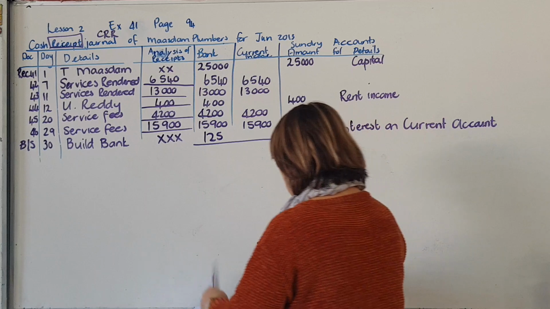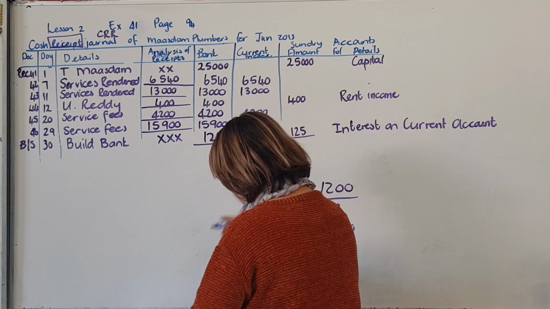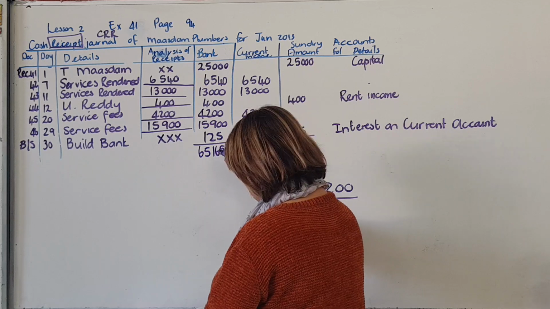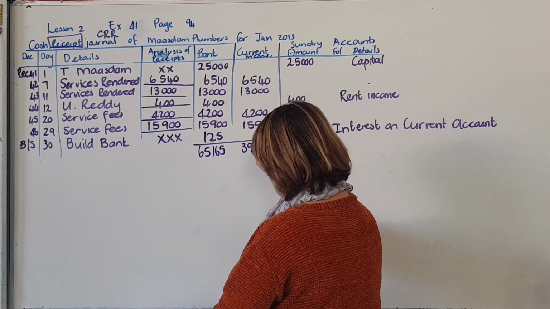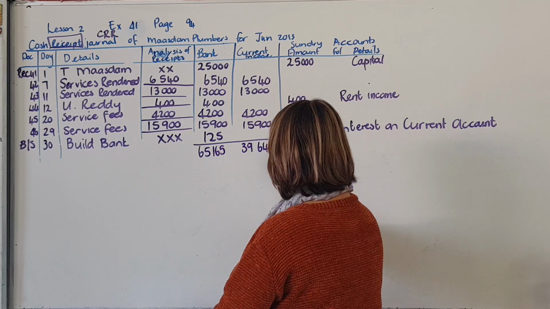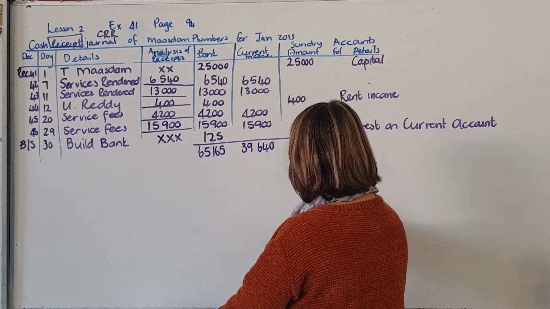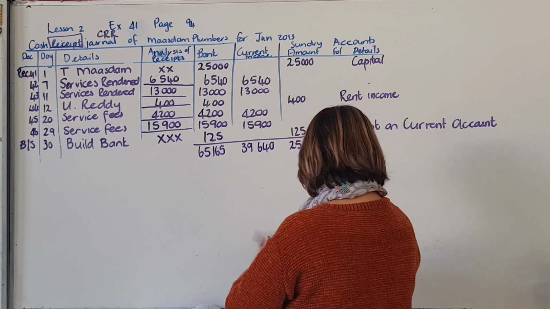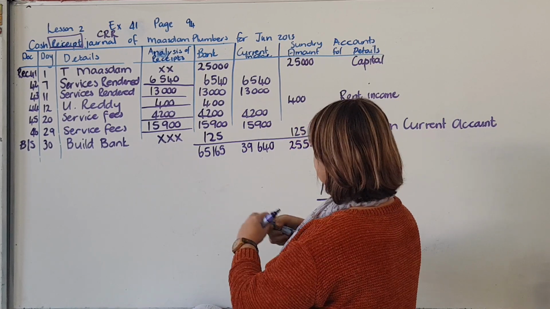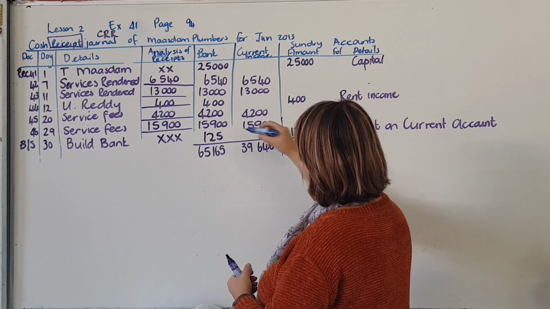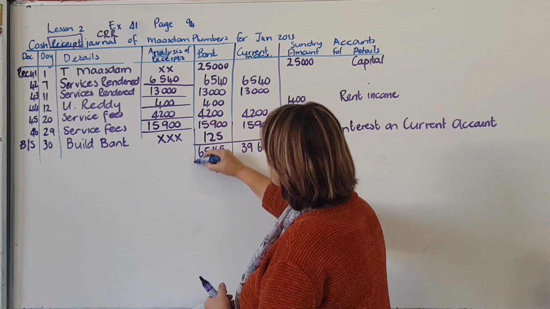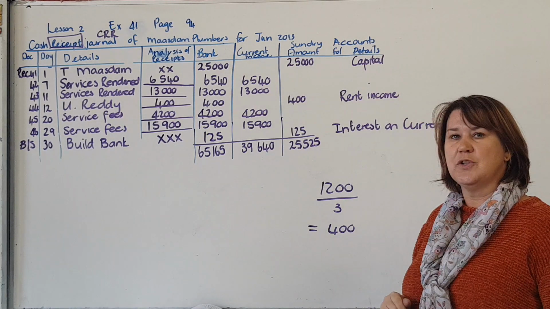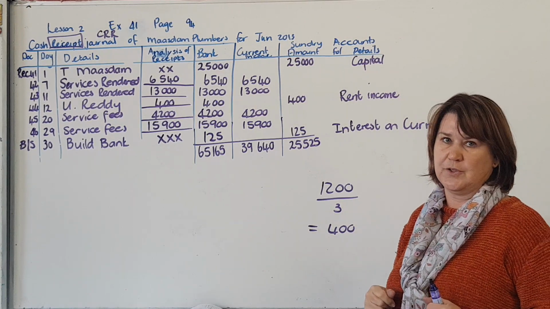Alright, so if you add your bank account, it's going to be 165,39,640, and then 25,525. Okay, so there's the cash receipt journal. I'm going to do the cash payment journal in the next minute.